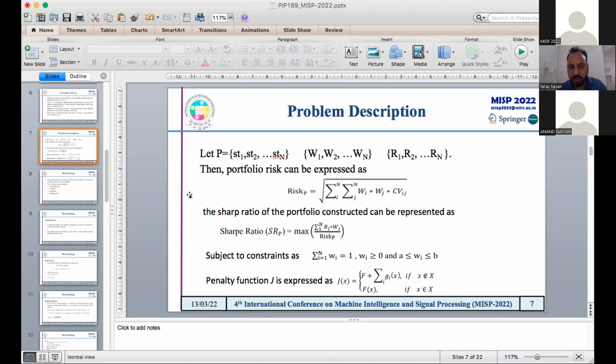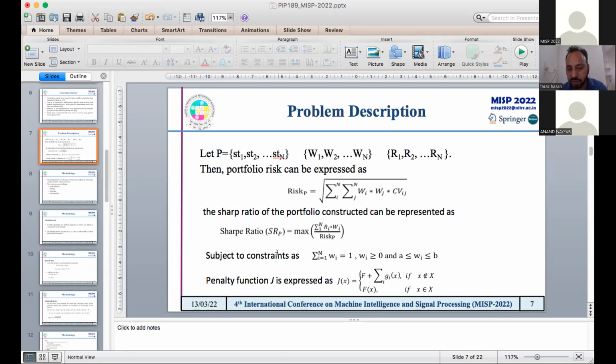Now our problem becomes a maximization problem, and the risk is modeled as the square root of the summation i ranging from 1 to n, summation j ranging from 1 to n, w_i w_j cv_ij, where cv is the covariance between i and j. The objective function is the maximization of the Sharpe ratio, the summation i from 1 to n of r_i times w_i, which is the expected return, divided by the risk. Now the constraints are the same as in the previous paper.